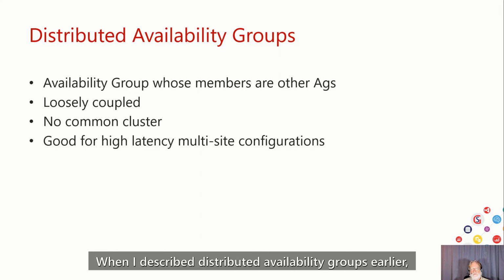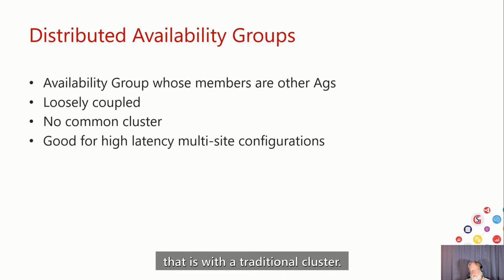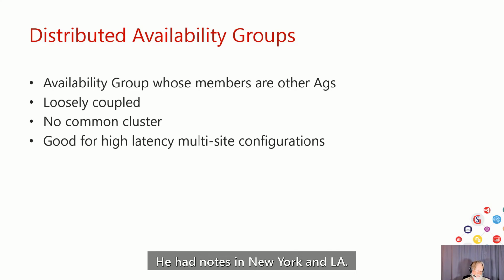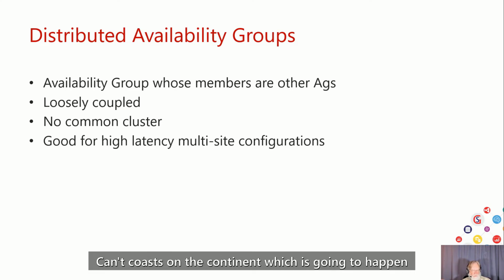When I described distributed availability groups earlier, I neglected one of the main motivations for that. With a traditional cluster, if you had a continent-spanning availability group, so you had nodes in New York and LA on the North American continent, that's a long distance. And if that's a single cluster, if you lose network connectivity between coasts on the continent, which is going to happen at some point, then you're going to lose quorum in whichever site had the fewer votes.